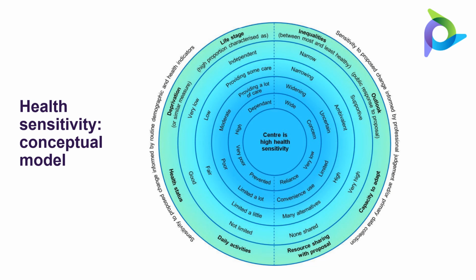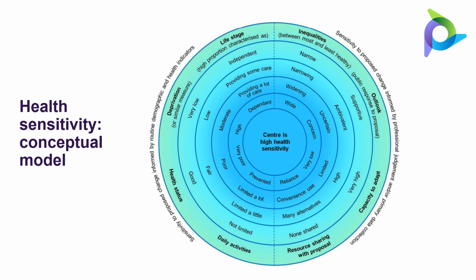For example, it uses criteria, these segments. For example, life stage, inequalities, deprivation, health status. And then within that, it uses what we call indicative classifications or levels to explore and explain the sensitivity of a finding. So for example, that might be under inequalities, that could be narrow, narrowing, widening, wide. Or in terms of daily activities or health status, that could be health status is good through to very poor. So those are what we call the indicative classifications or the levels.